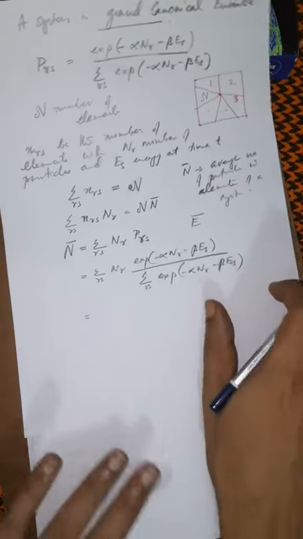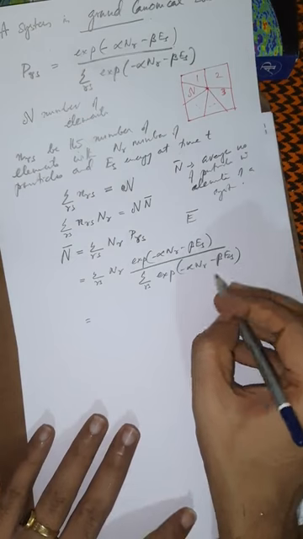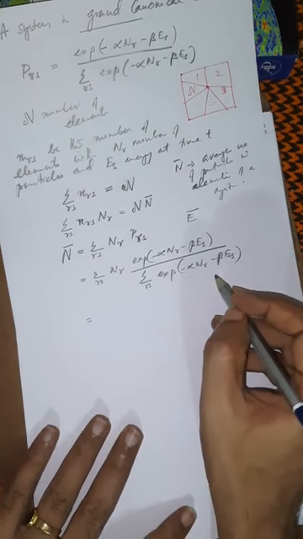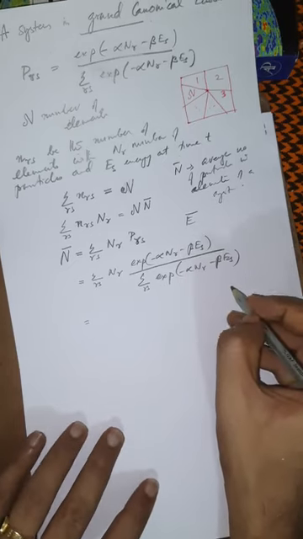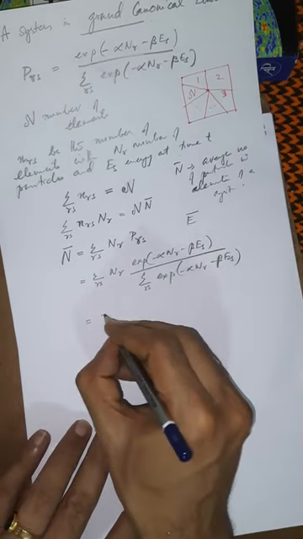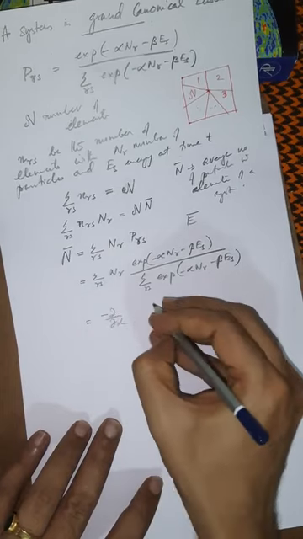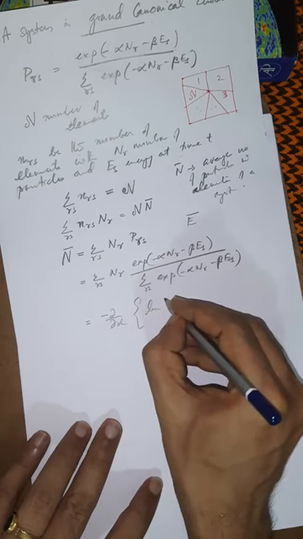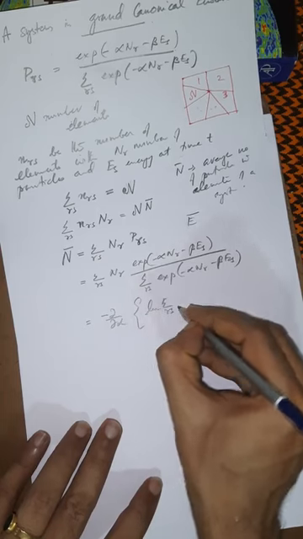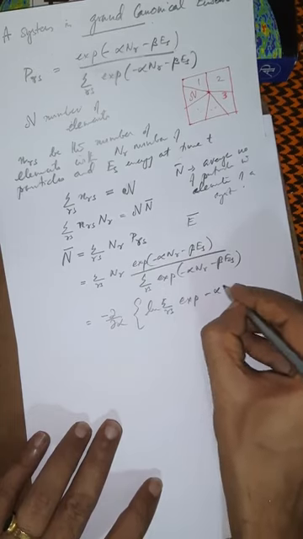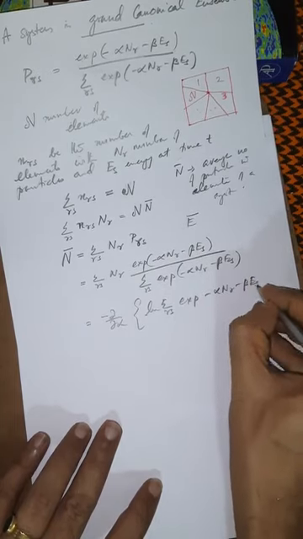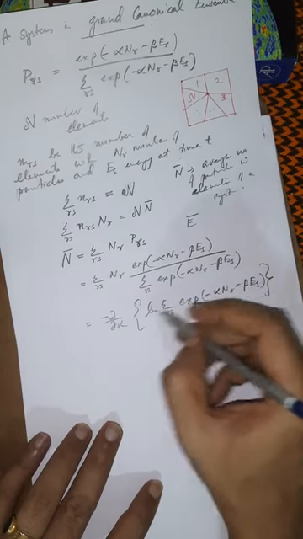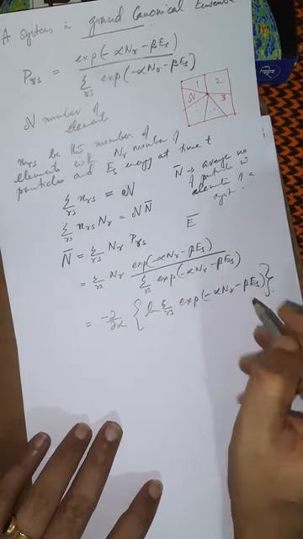Which I can write in terms of the differential with respect to alpha. So I can write this as minus dou by dou alpha of ln of the summation over RS of exponential minus alpha NR minus beta ES. So these are two equivalent expressions.